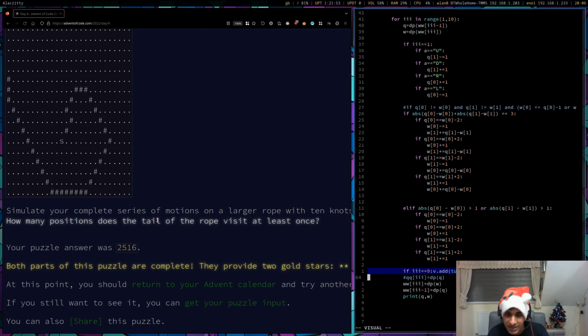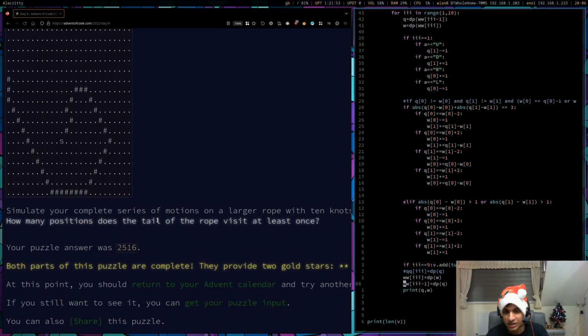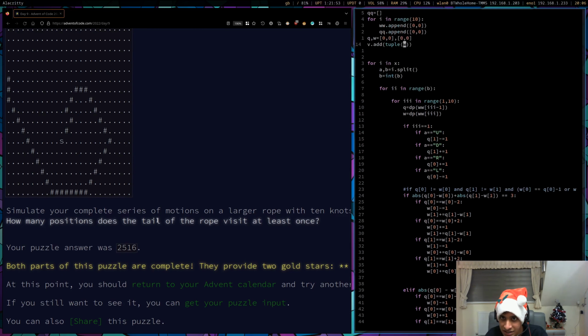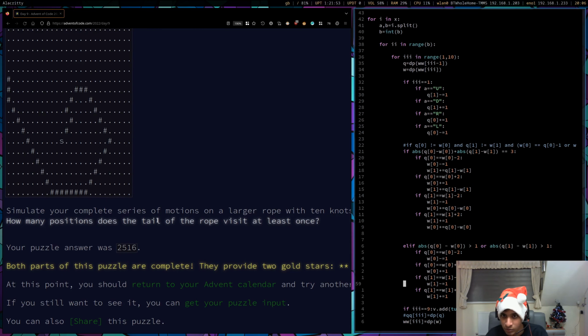It checks, am I on the tail? Is triple I equal to 9? Am I on the 10th knot? If I am, then this is a relevant knot. It's the tail. So that's what you need to add to your visited set. And then here I'm just updating the knot positions. Again, I don't think that's actually necessary. Just for peace of mind, and to ensure that's not going to be a bug, I did that. And yeah, I think that's pretty much the code. Yeah, the rest is the same.